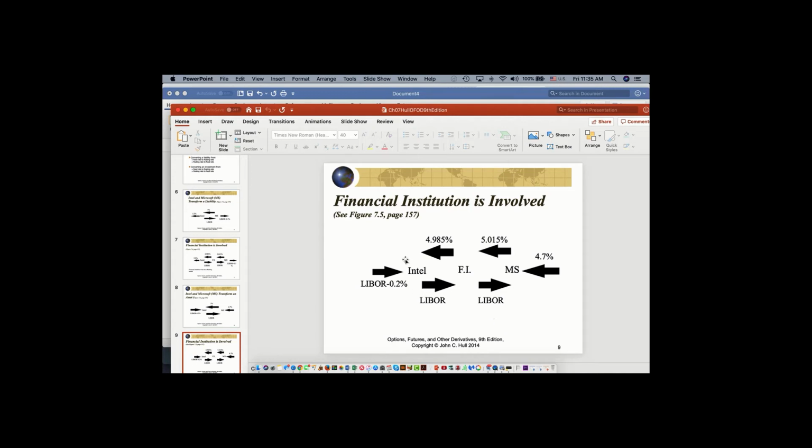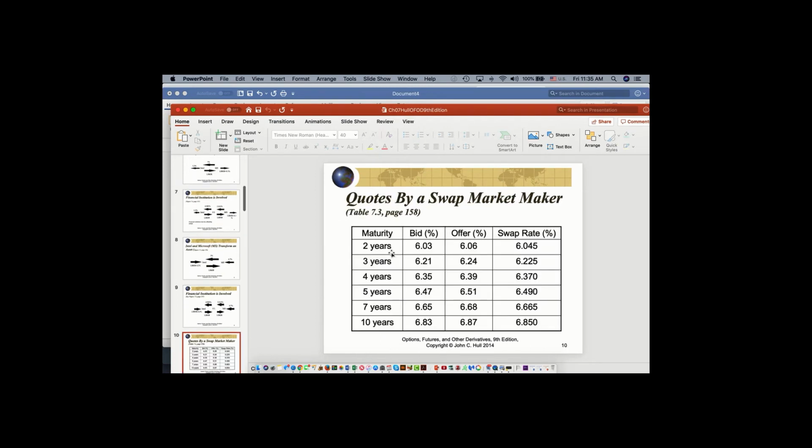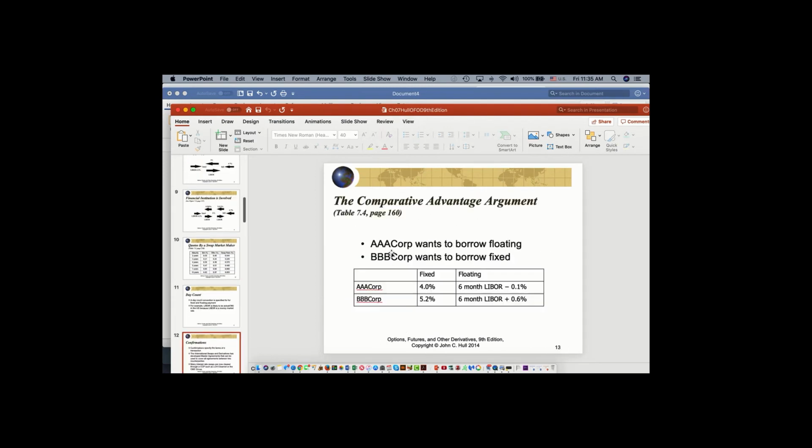And again, there is a reference here. Please go into the details. And please also emphasize more on the comparative advantage arguments in table 7.4, page 1760. You can see in here that this AAA corporation has an advantage in fixed rate as well as floating rate borrowing.